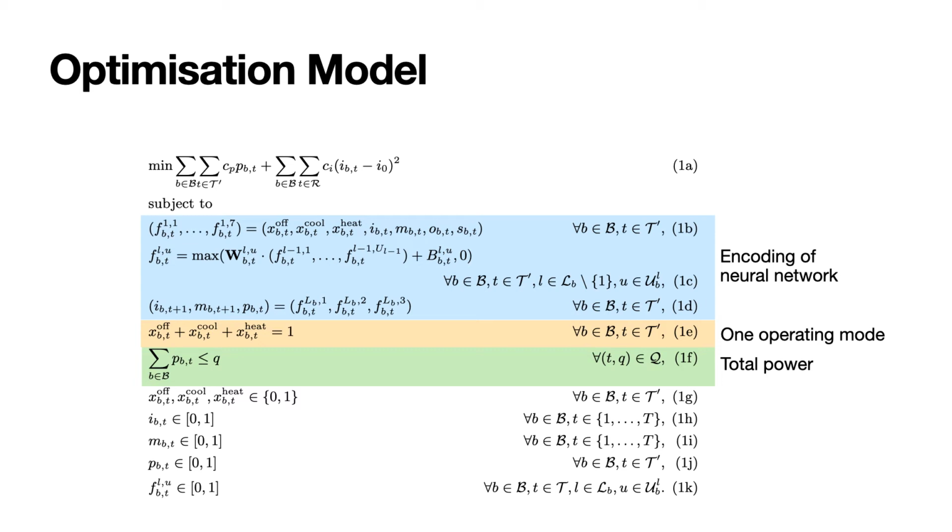This green constraint is quite simple. It just sums the power as predicted by the neural network and puts a bound on the total power in the right-hand side. So this model is deterministic for now, but we can upgrade it to some kind of stochastic in the future.